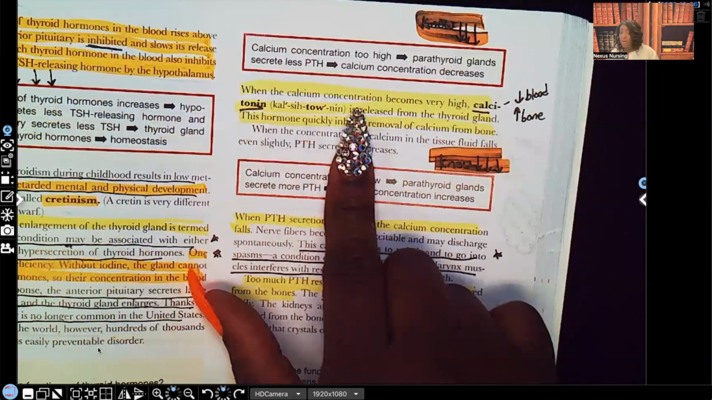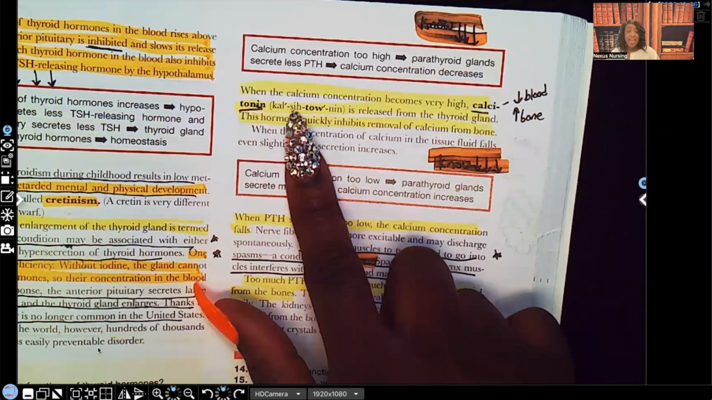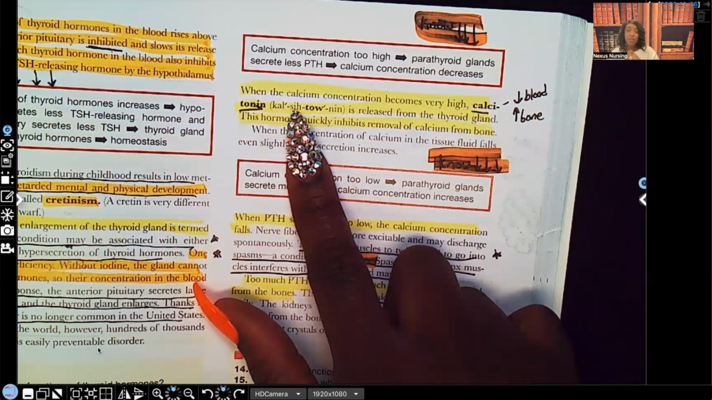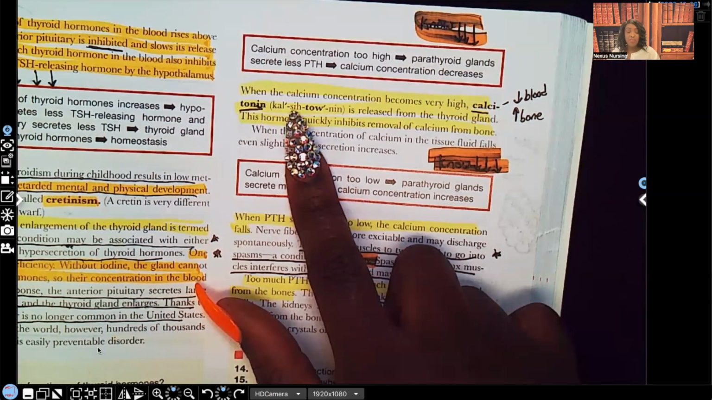When the calcium concentration becomes very high, calcitonin is released from the thyroid gland. Calcitonin is very important. I talked to you guys about this in part 2. I'm going to talk about it again. When the calcium level in the blood is very high, calcitonin is released. What does calcitonin do? It decreases the amount of calcium that's in the blood.